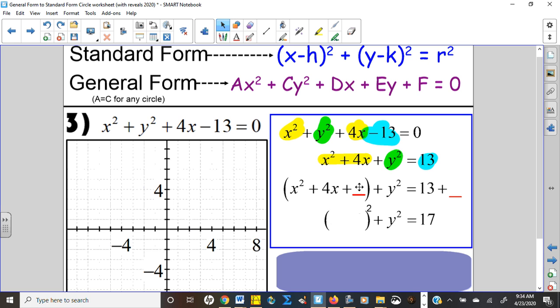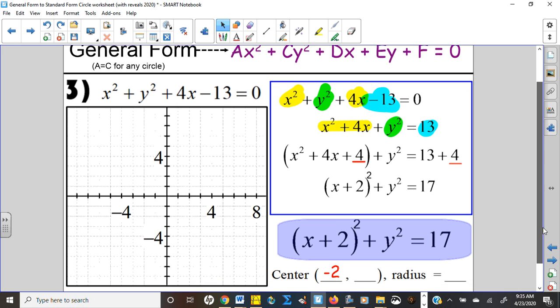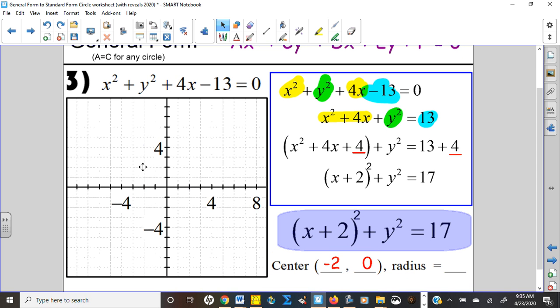Half of 4 is 2, squared is 4 again. Don't forget to add that 4 to the other side, right? So this is x plus 2 times x plus 2, or x plus 2 squared, and we have our equation. It is done. The center is going to be -2 for h, 0 for k. So back 2, and then right on the x-axis.